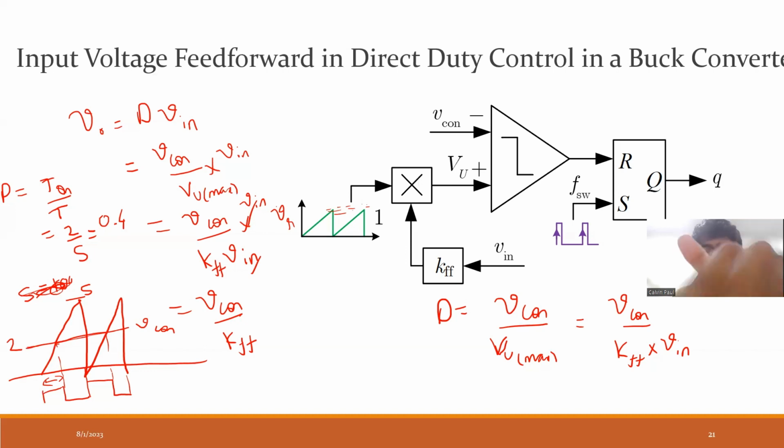Yeah, it is the peak of the effective ramp. This ramp is there, it is multiplied by this KFF into Vn. So this generates a ramp whose maximum value is this.